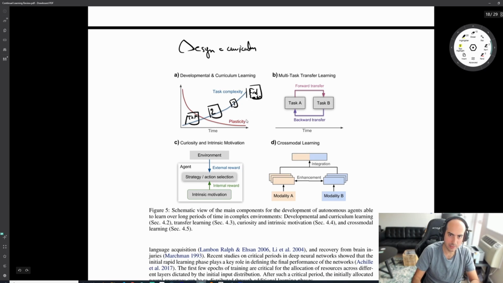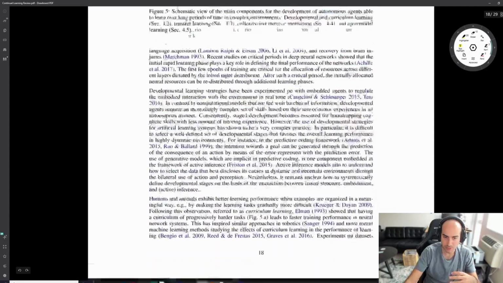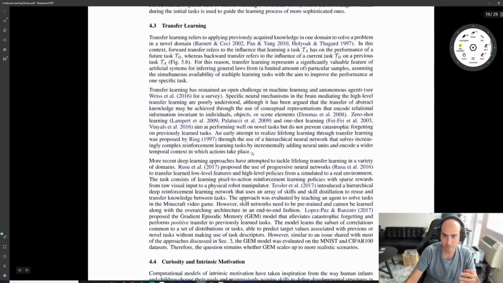So you have to basically come in and create, like, one simulation per task that you're interested in. And this just ends up being time consuming, right? So it's no surprise that people don't want to do it as much.